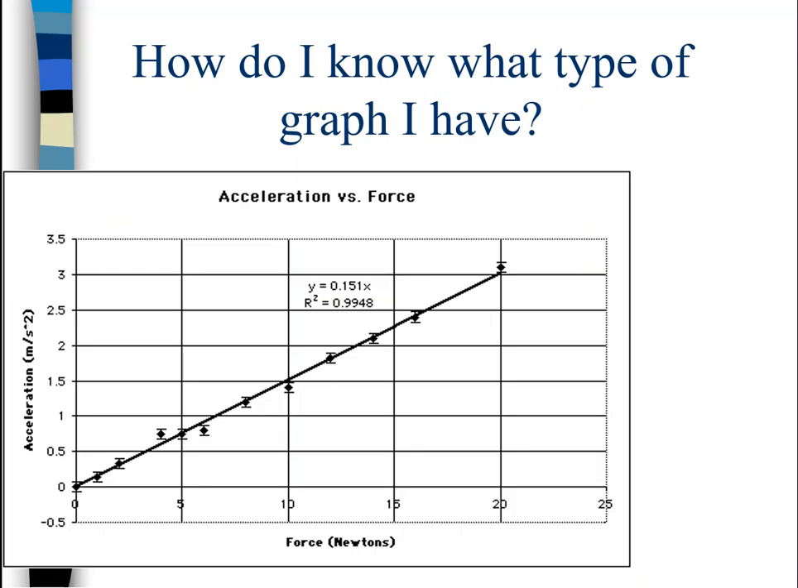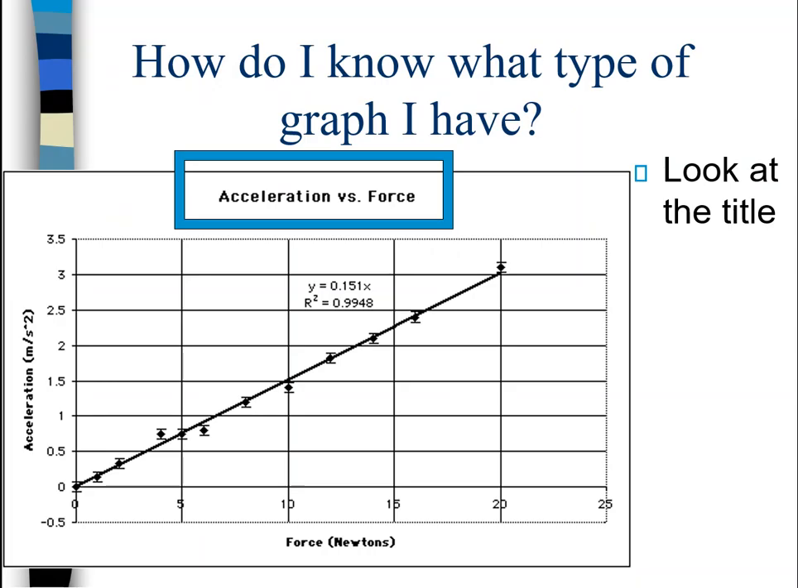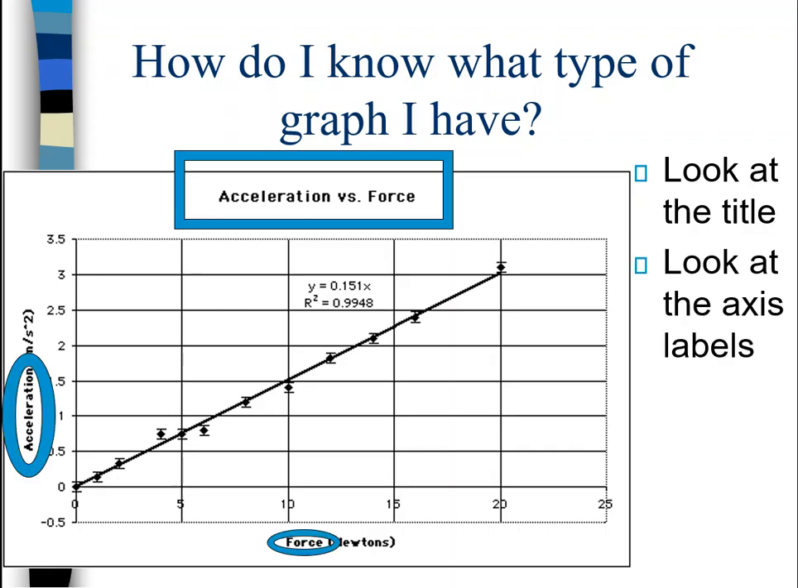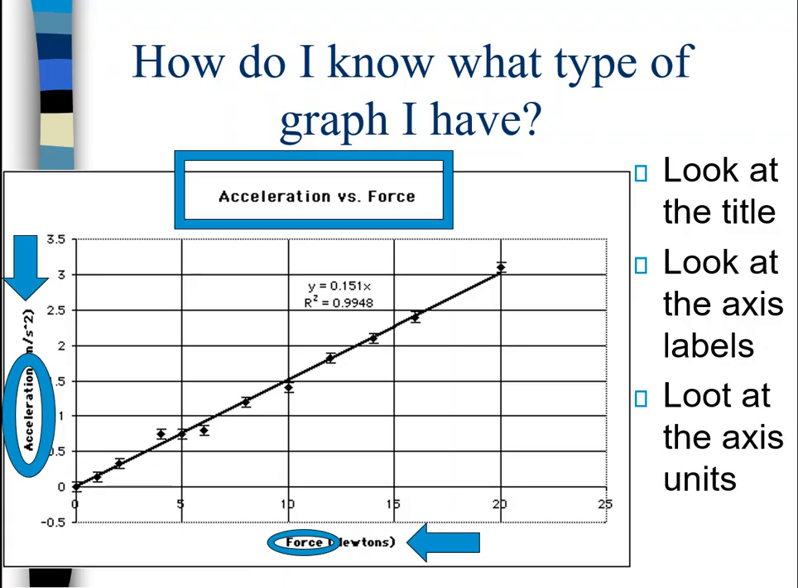Okay, so how do I know what type of graph I have? Well, you look at the title. In this case, I have acceleration versus force. Most graphs should have titles, but sometimes we're a little bit sloppy and we don't see any. So we can look at the axes. The axes should be labeled properly. You see acceleration on the y and force on the x, or acceleration on the vertical and force on the horizontal. And then finally, you can also look at the units on the axes, meters per second squared, and then newtons. So those are all different ways of making sure you know what type of graph you have.